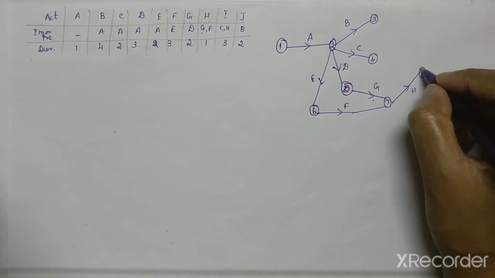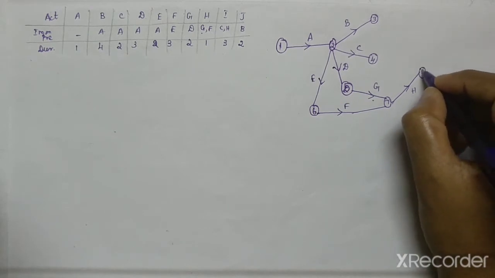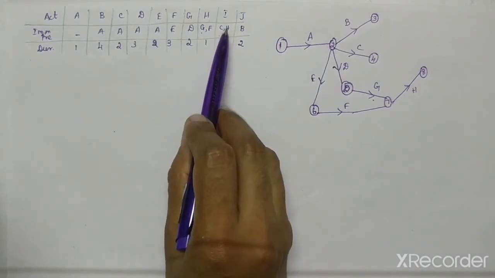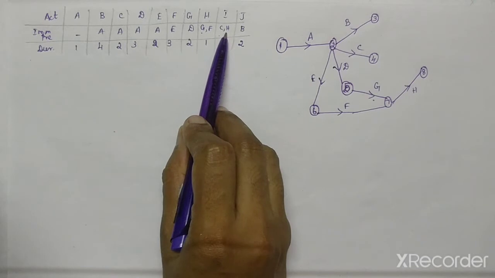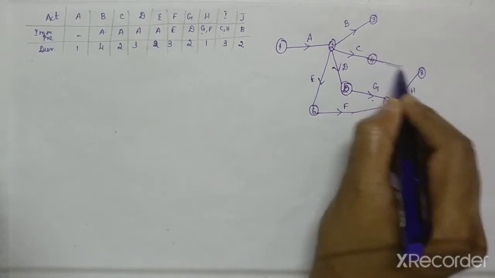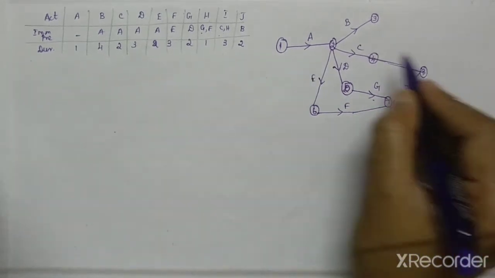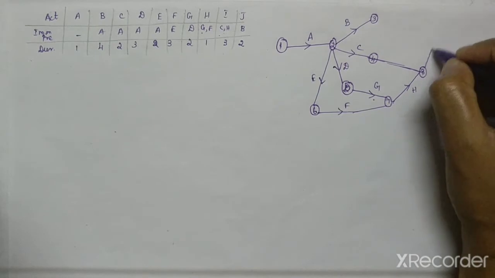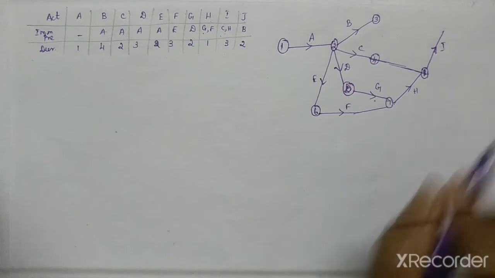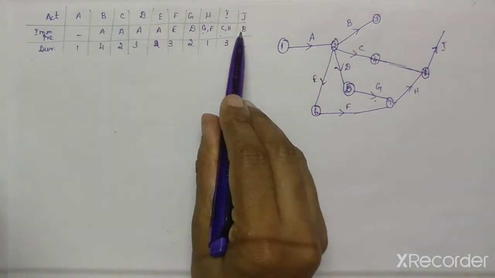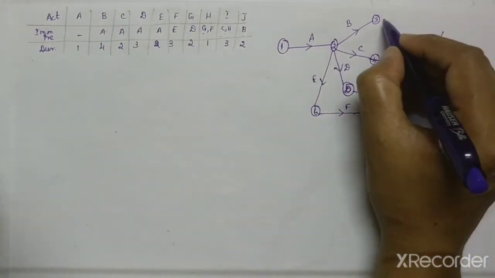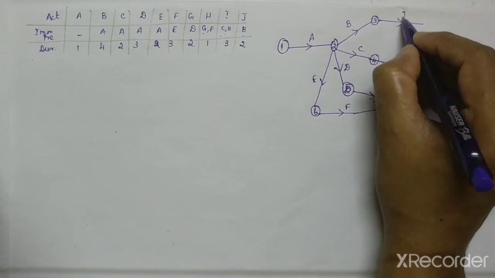So put this as number 8. The next, after finishing C and H, you have to come with I. So after finishing C and H, here itself we have to join this one. So this will be joined from this one. So after finishing C and H we come with I. The next one is, after finishing B you have to come with J. So here you write like this.